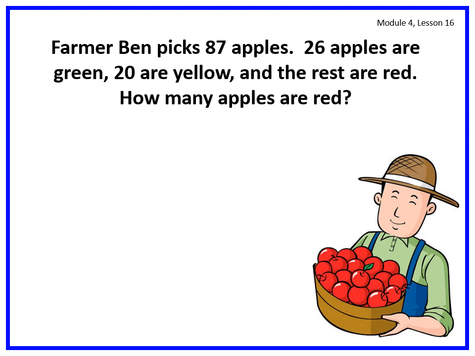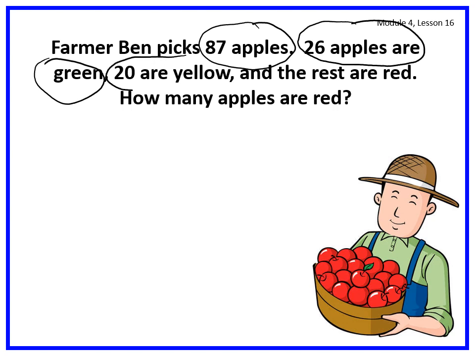Farmer Ben picks 87 apples. 26 apples are green, 20 are yellow, and the rest are red. How many apples are red? Okay, so I'm thinking about RDW. Going back through, and I see there's 87 apples. 26 apples are green, 20 are yellow, and the rest are red. So there I'm going to underline because I know that that's still important. And then how many apples are red?